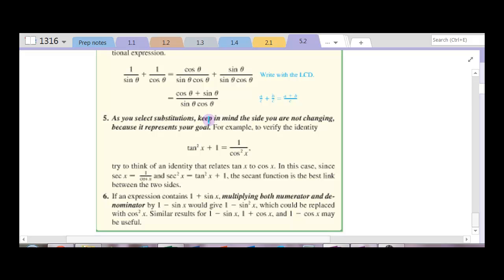Okay, so here are some tips that you want to try to look at, and really, as frustrating as verifying identities can be, it really just comes with practice, and it tends to become a little bit easier as you've practiced a whole lot more.